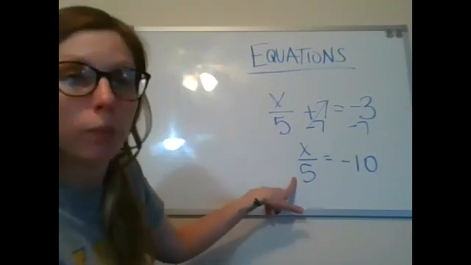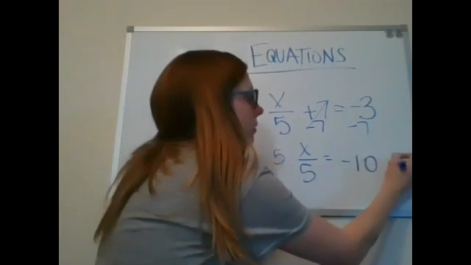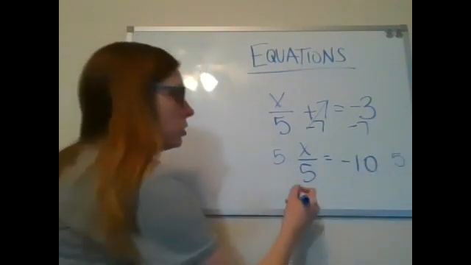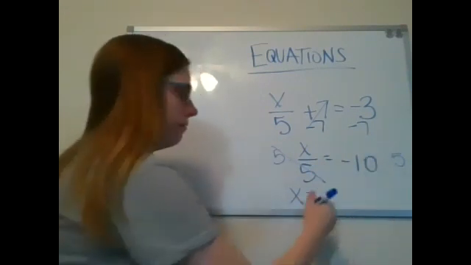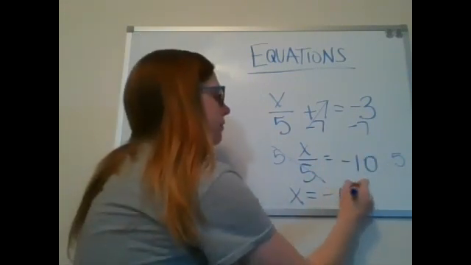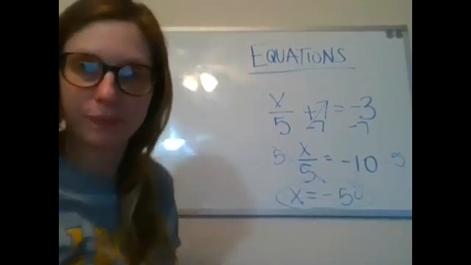Now we have a division problem. So we're going to multiply each side by that 5. So x here would equal negative 10 times 5 is negative 50. Remember, a negative times a positive is still a negative number.